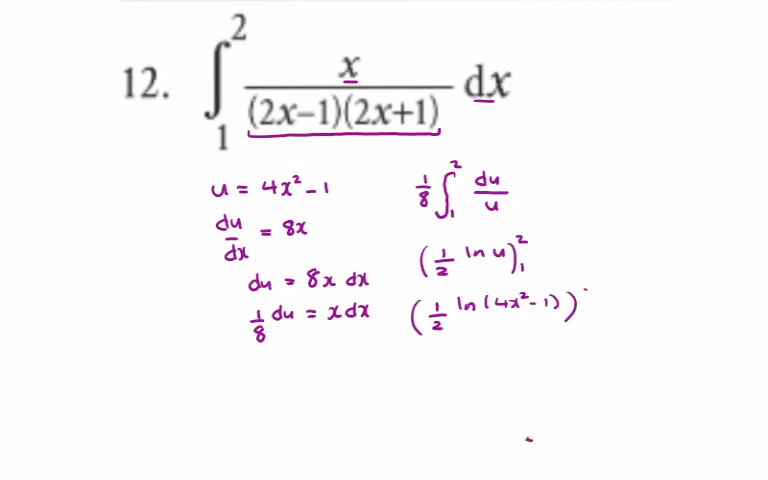between 2 and 1. So a half times the natural log of, put 2 in, we're going to get 4 by 4, 16 minus 1, 15, minus, putting 1 in, we're going to get 4 ones minus 1, so 4 minus 1 is the natural log of 3. So we're going to get half times the natural log of 15 over 3, which is 5, which is the natural log of 5 to the power of a half, which is the natural log of the square root of 5.